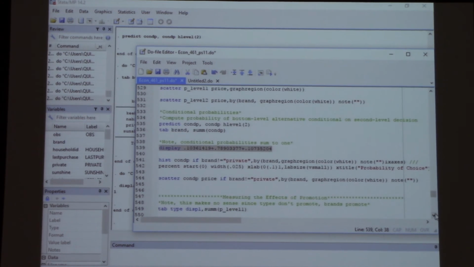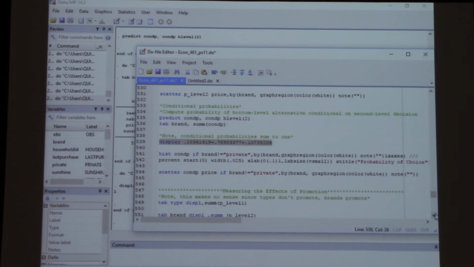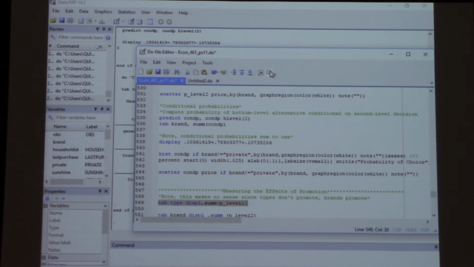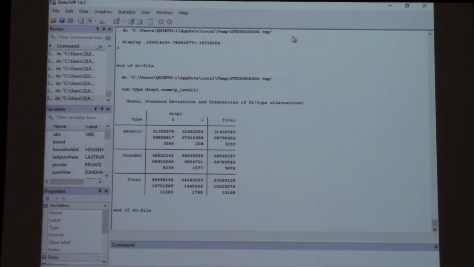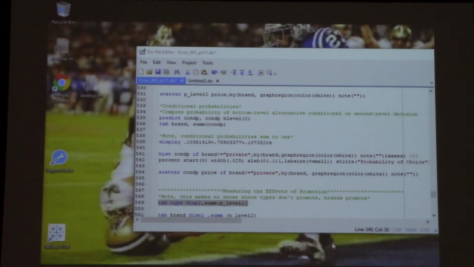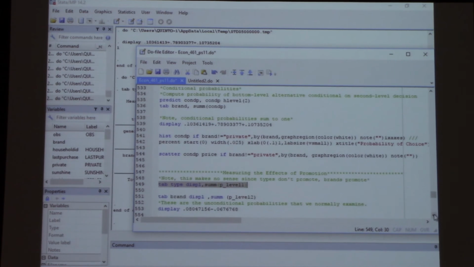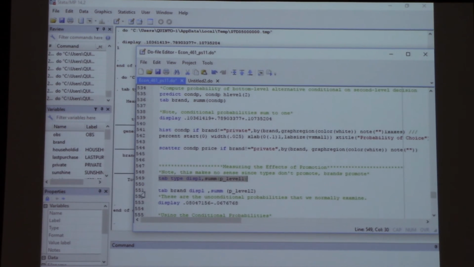All right, measuring the effective promotion. So we can do something along the lines of this. All I'm doing is making a table. Now, this doesn't make any sense because types don't promote, brands promote. So I don't want to categorize things by type, and I don't want to analyze level 1 probabilities. These are level 2 probabilities, so I want to analyze those. So I just showed you that to throw you off. That's what I do.